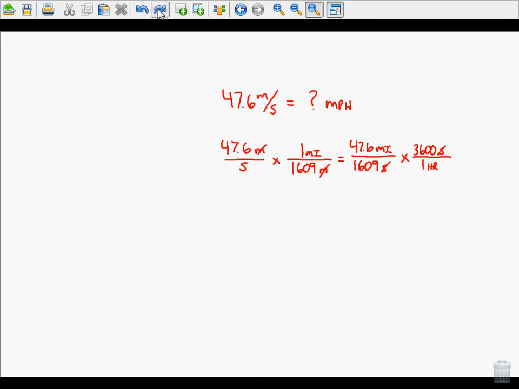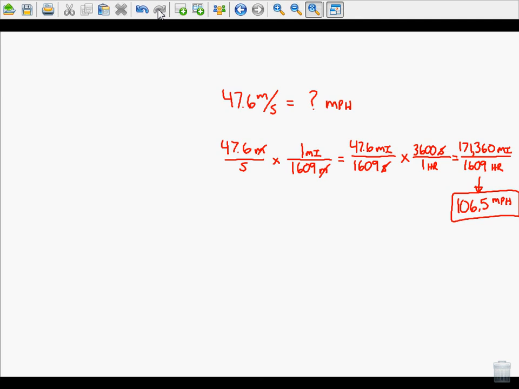Seconds cancel out, and I'm left with, on top, multiplying across, 171,360 miles over 1,609 hours. Now, since I don't want all of that, I just want something that's miles per 1 hour, I'm going to divide, and this leaves me with 106.5 miles per hour. So the car was traveling 106.5 miles per hour before it applied its brakes to come to a stop and skid 290 meters.